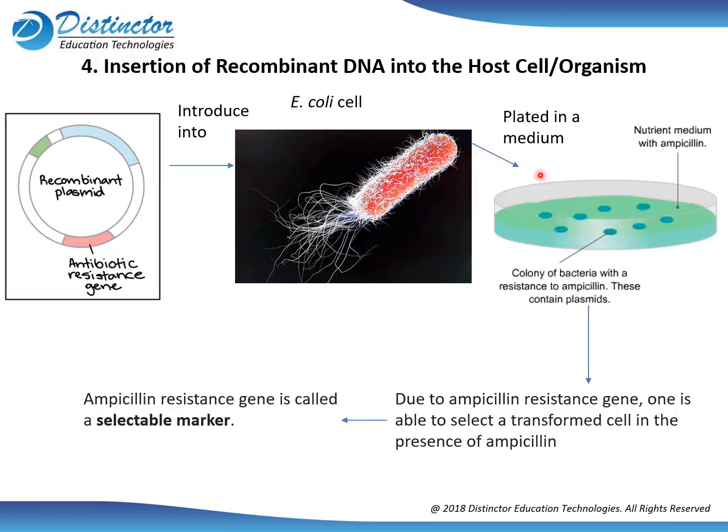With the help of an antibiotic resistance gene, we can find out which E. coli cells have taken up the recombinant DNA and which have not. Let us take it that if we introduce the foreign gene into an ampicillin resistance gene, those cells cannot grow in an ampicillin medium. Likewise we can segregate. When we plate on a nutrient medium containing ampicillin, a colony of bacteria with resistance to ampicillin contains a plasmid.